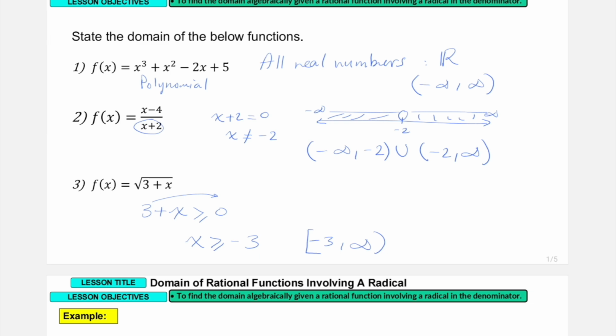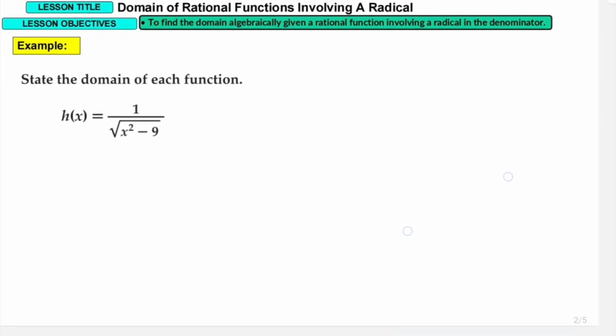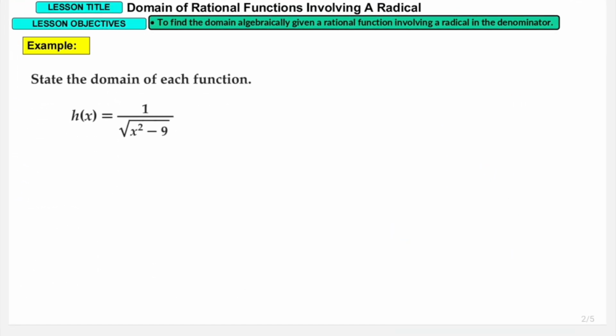Amazing. So that was a quick review of how to find the domain of a polynomial function, a rational function, and a radical function. Now look at this example, and you may pause the video and think of what could be the domain of this function. This is a rational function having a radical in the denominator. Okay, I'm assuming that you have paused the video.